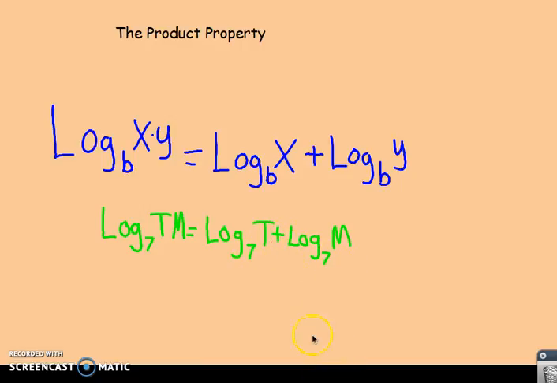This is what's called expanding. These properties also work in reverse. Namely, if I had the thing on the right side here, I could put it back together into the thing on the left. So that's property number one.